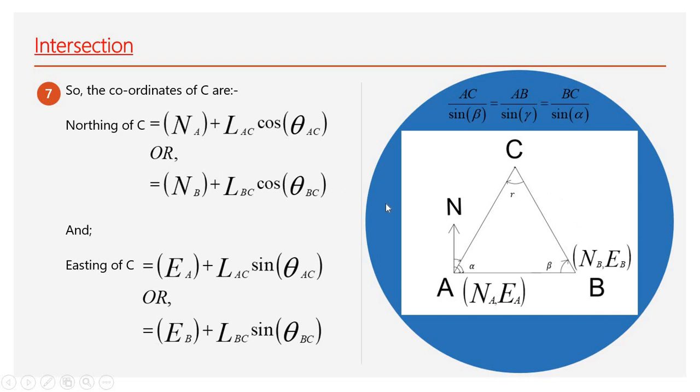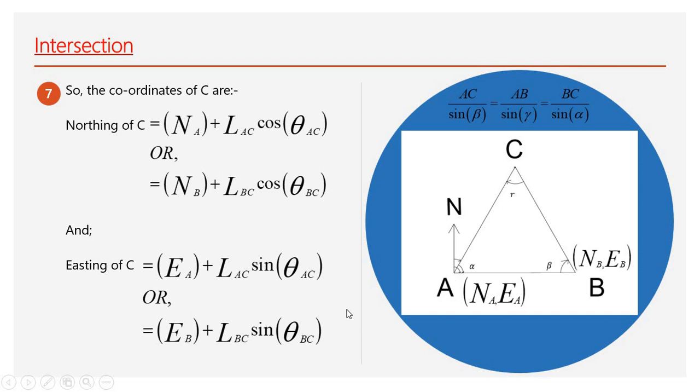And for easting, easting of A plus length of AC times sine of bearing of AC. For easting we use sine, and for northing we use cos. And if we are calculating easting of C from B, then easting of B plus length of BC times sine theta BC.